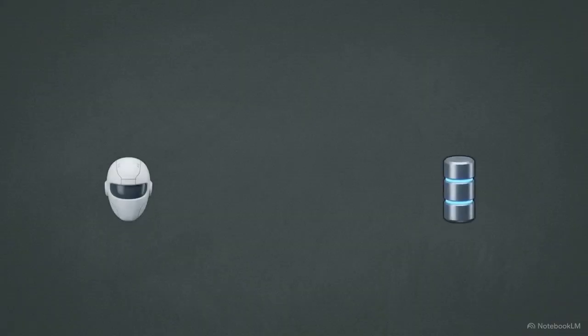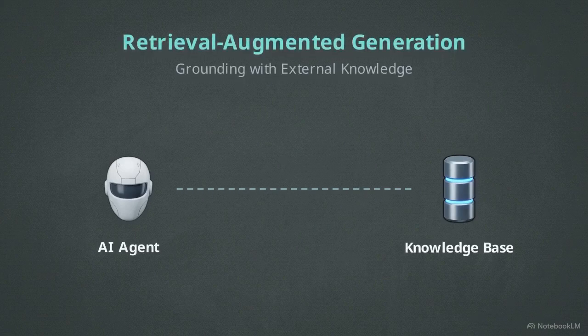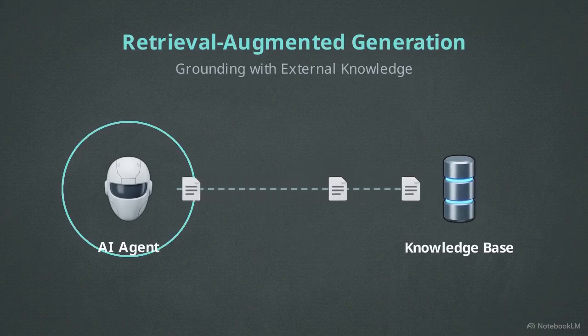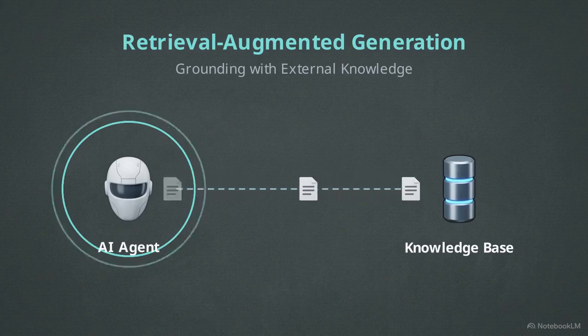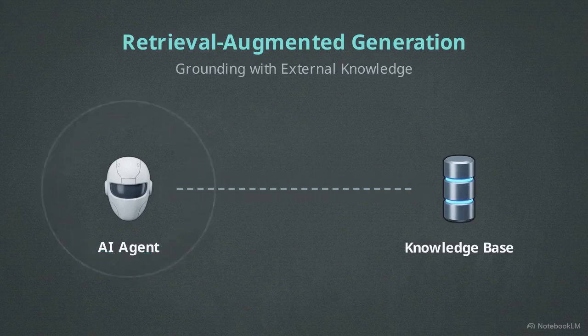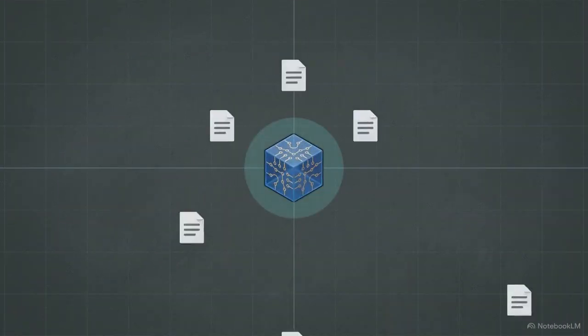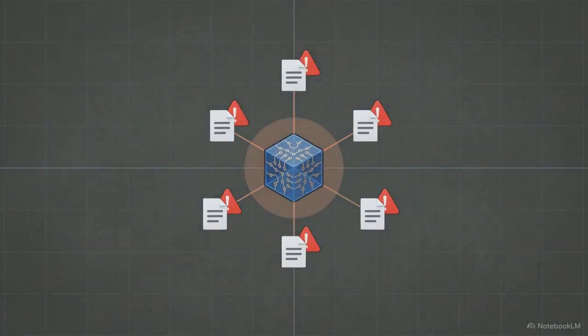Most teams supply agents with knowledge using a standard retrieval-augmented generation pipeline. This method pulls external facts from a database to ground a model's responses. The critical flaw here is the assumption that high vector similarity guarantees a correct answer.